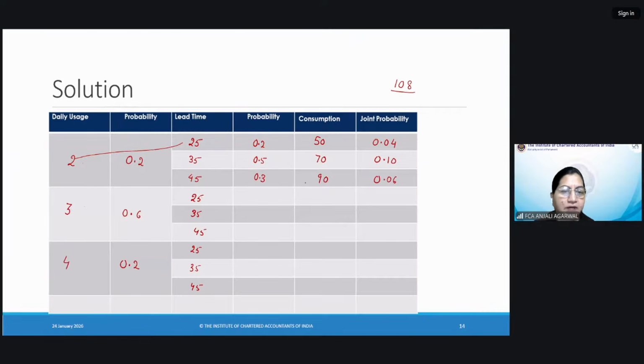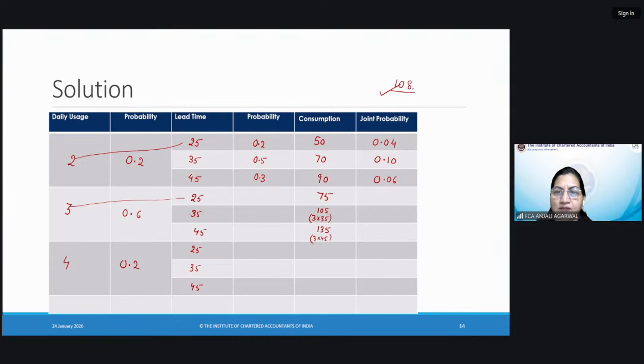Consumption is 3 into 25. 3 into 35. 3 into 45. This is your consumption. Your average consumption into average time was say 108.